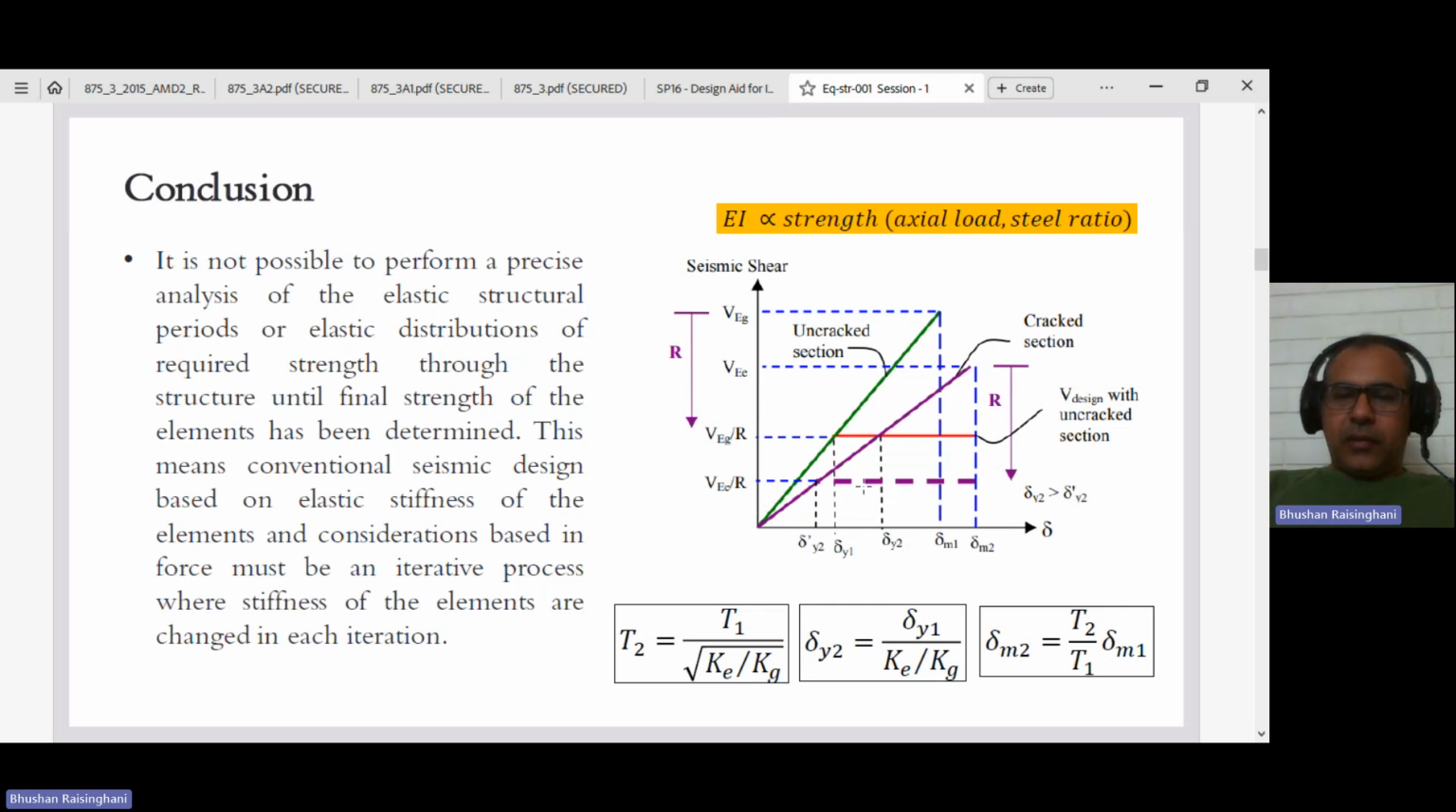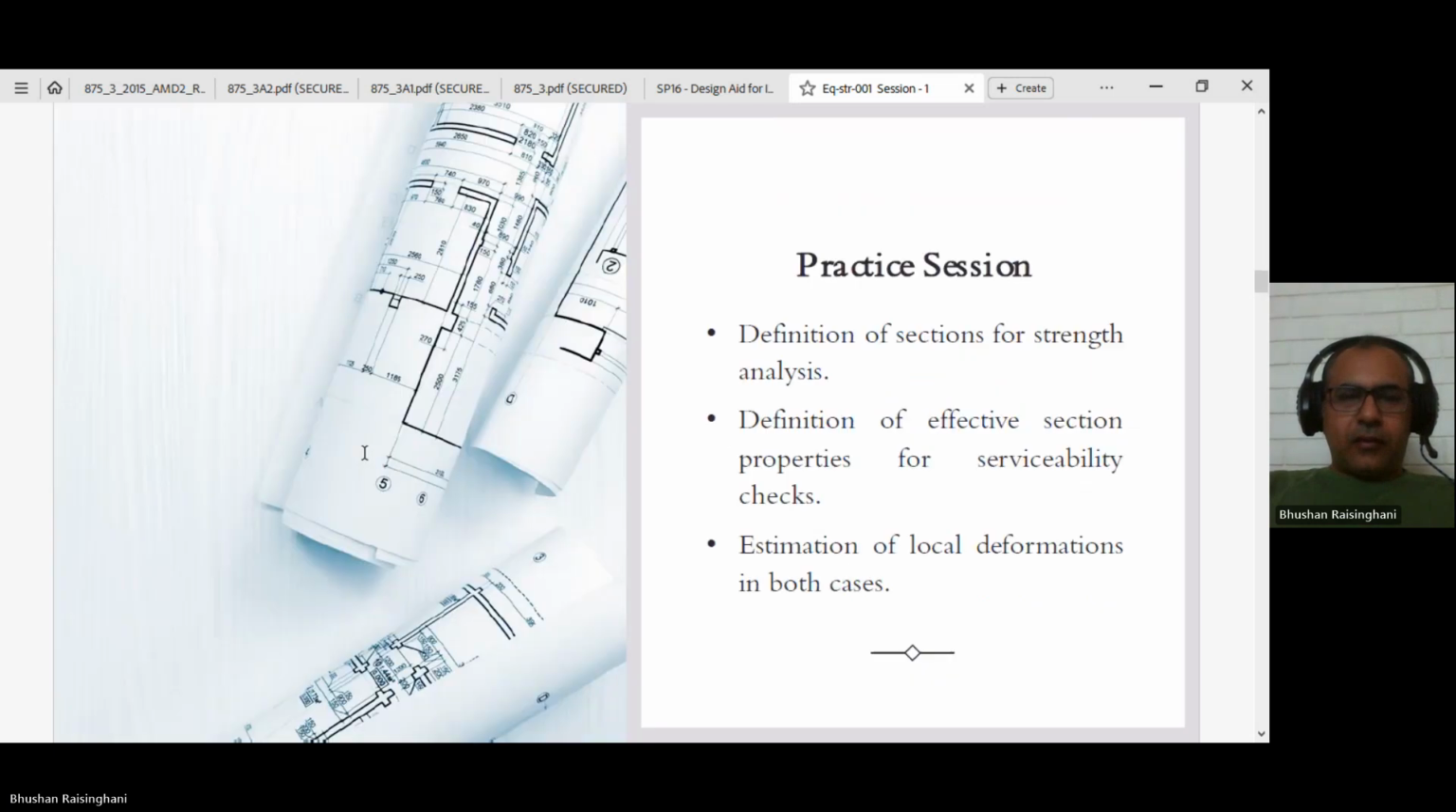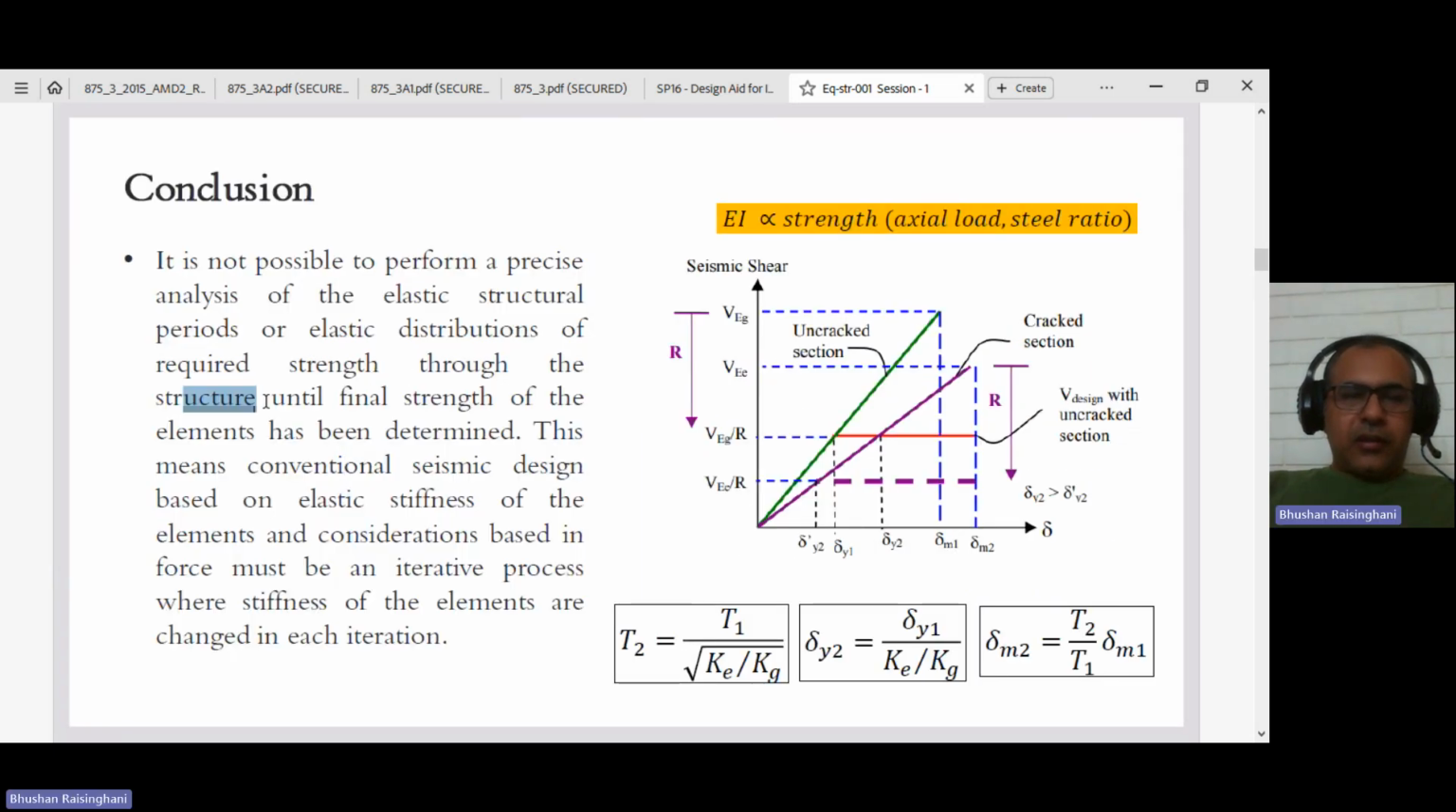That is what we can see from this graph, that VE cracked upon R, VE gross upon R. So VE gross is the higher capacity, VE cracked is the lower capacity. So your design base shear changes, your ultimate displacement changes, curvature ductility changes, time period of the building changes by using the cracked section properties. So it is not possible to perform a precise analysis of the elastic structural periods or elastic distribution of the required strength through the structure until final strength of the elements has been determined.